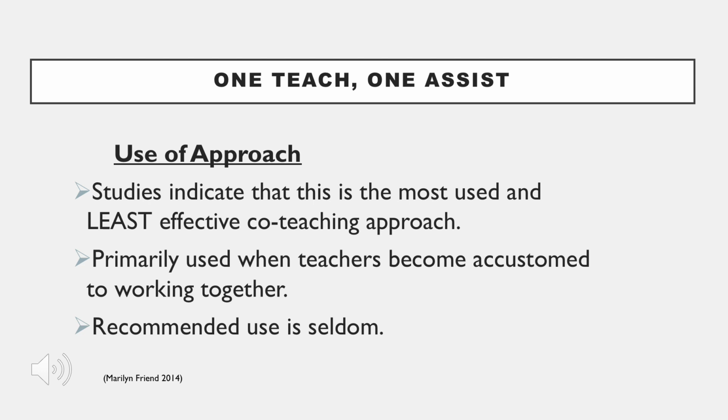The one teach, one assist approach is when you have one teacher instructing while the other teacher is assisting students. We know that this is probably the most widely used practice. However, research indicates that it is the least effective co-teaching approach. This can be primarily used when teachers become accustomed to working together, but we recommend that it very seldom be used in the classroom.